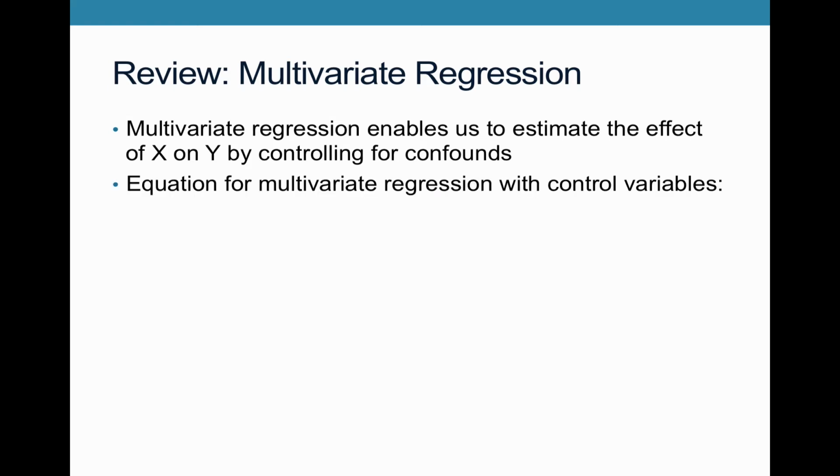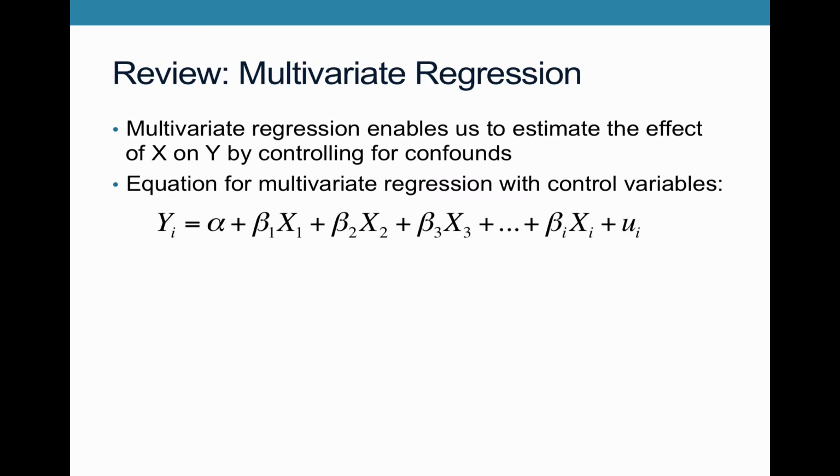The equation for multivariate regression with control variables is the same as with bivariate regression. The dependent variable y is equal to the constant, plus the coefficient times x, which is the independent variable, and then these are all the other confounds that we're going to be controlling for, plus this residual or error term.